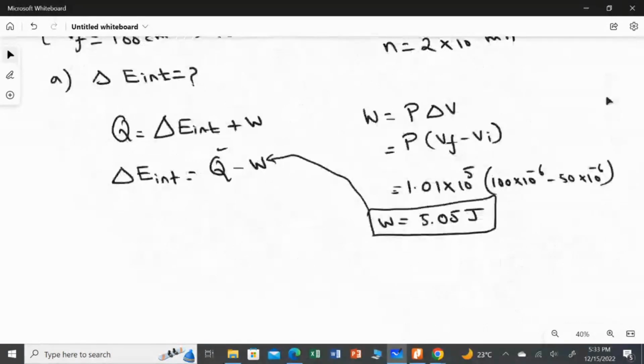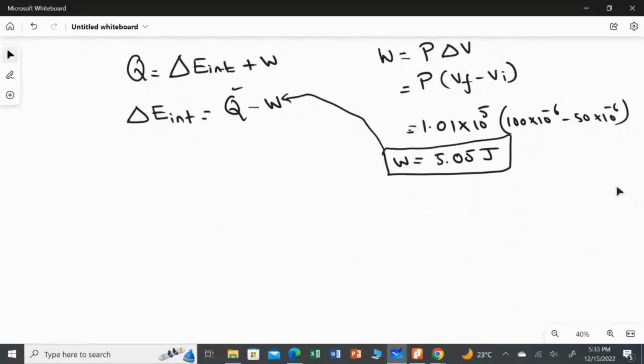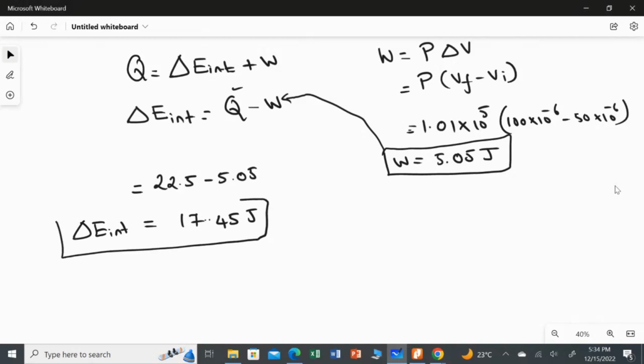So we have the value of the Q here. Once you substitute the value here, we will get the answer for the first part. So now I'm going to substitute the value of the heat energy here. Heat energy here is 22.5 joules and the work done we have is 5.05. If you subtract 5.05 from this value, we will get the answer for the change in internal energy as 17.45 joules. So this is the answer for the first subdivision.